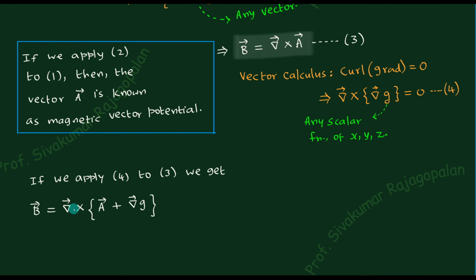So you have to read correctly. Curl of. So how do you read this? This is curl of A. Then you have a plus the curl of the gradient of G. So two quantities are coming. Now read this. Curl of A is there, so the first term is fine.